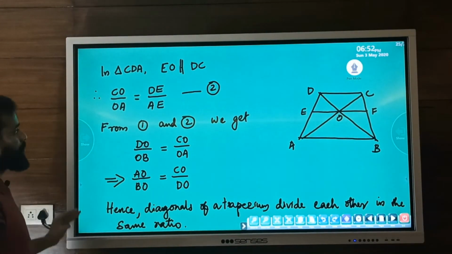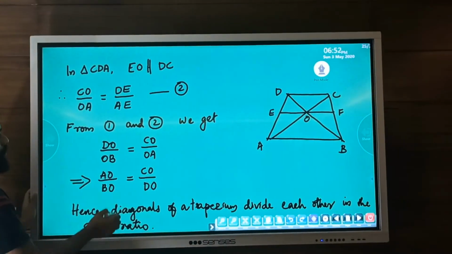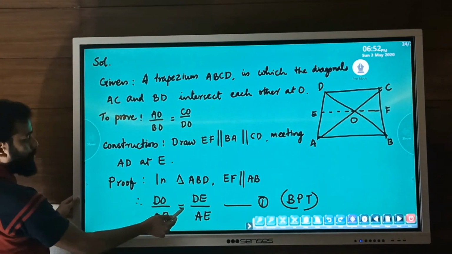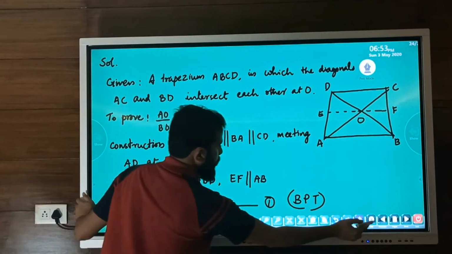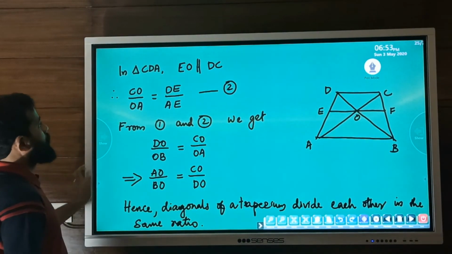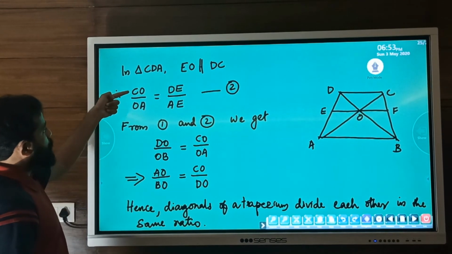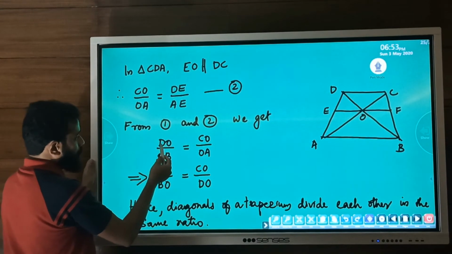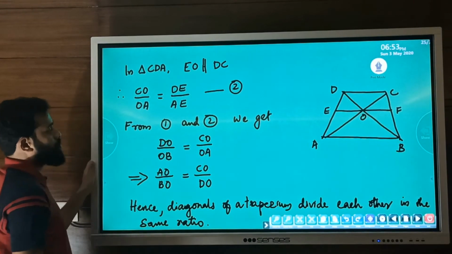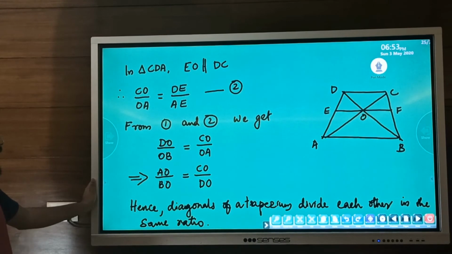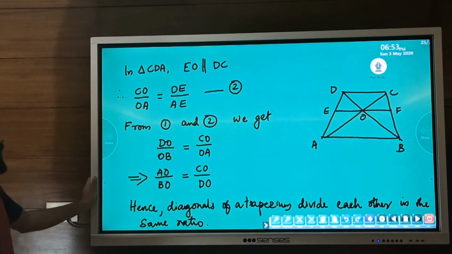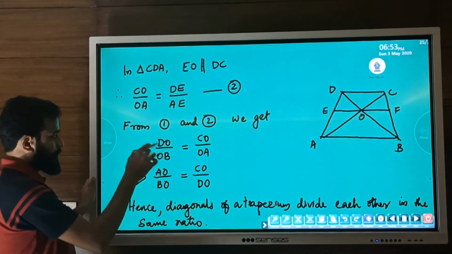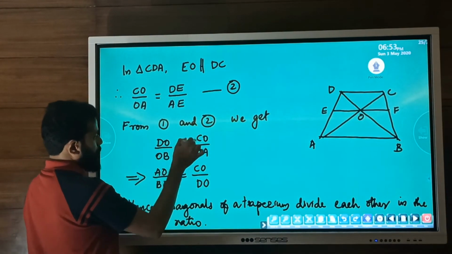Then from 1 and 2 we get DO by OB equals CO by OA. The first equation is DO by OB equals DE by AE, and here DE by AE equals CO by OA. So from 1 and 2 we can write another equation: DO by OB is equal to CO divided by OA. Next is AO by BO equals CO divided by DO. That is just a transformation we are doing by cross multiplying.